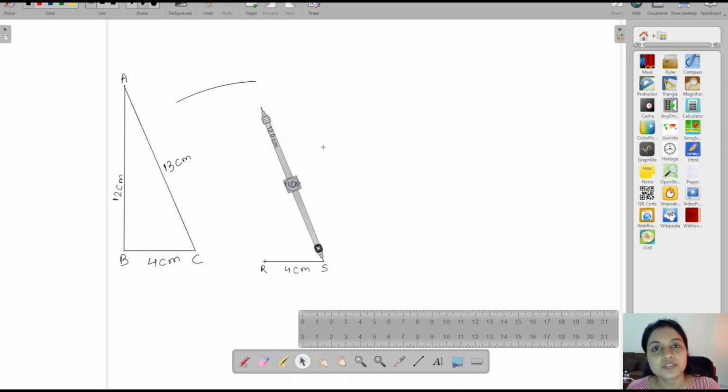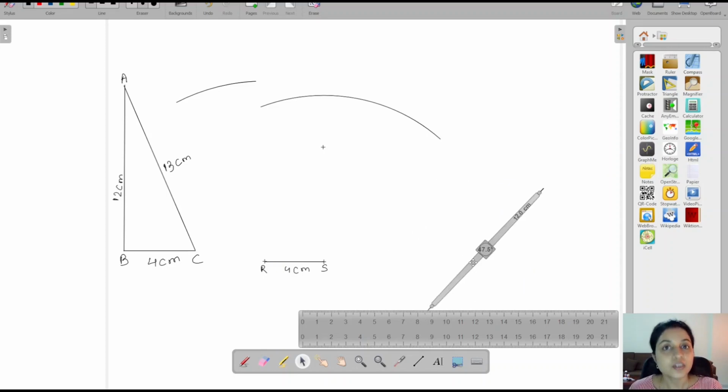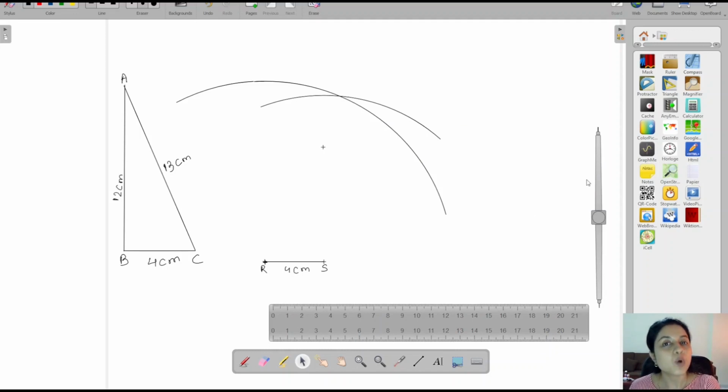Let's try to cut the previous arc. Here we need to extend the previous arc also. This way we will get the point of intersection. Let's say it's point T. Now let's join R and S with point T. Now this is our triangle RST, where side RT is 13 centimeters, side ST is 12 centimeters, and the base RS is 4 centimeters. And then we will rotate triangle RST and place it over triangle ABC.